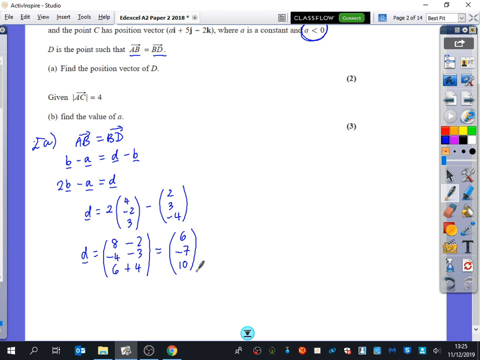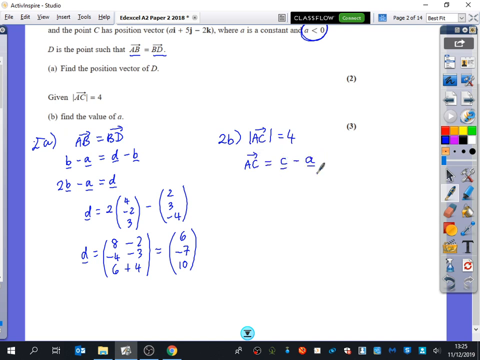There are other ways of doing this. You could, of course, work out what B minus A is first of all, and then add B onto that. There are many different ways of doing this. This is probably the way that I would go about it. 2b, it then tells us that the modulus of the vector AC is 4. So I better work out what the vector AC is, first of all.